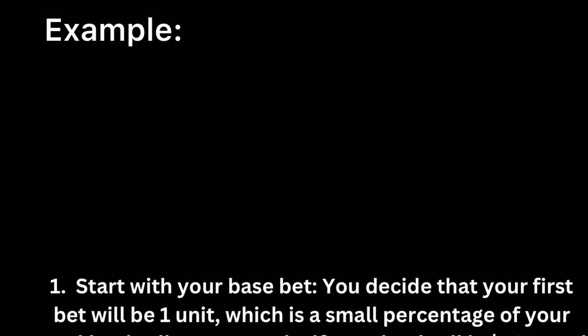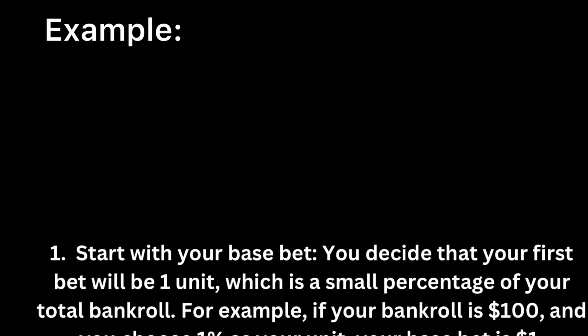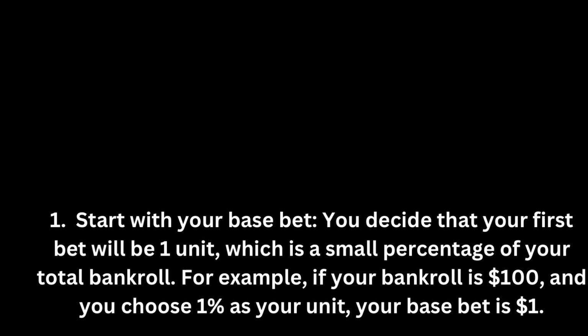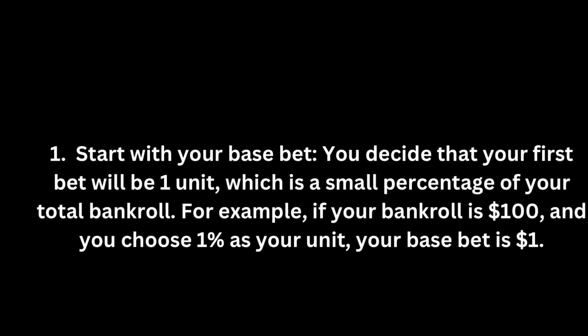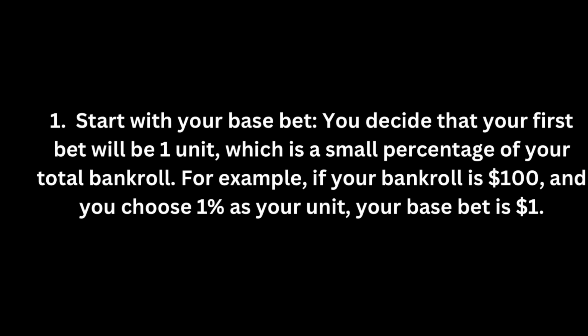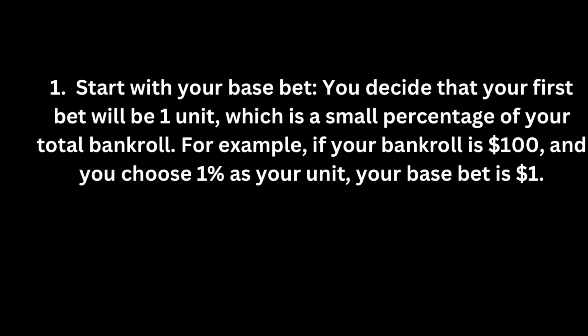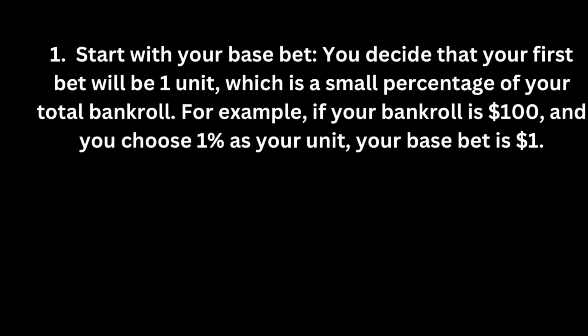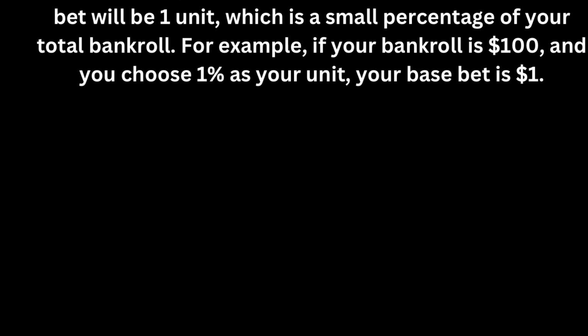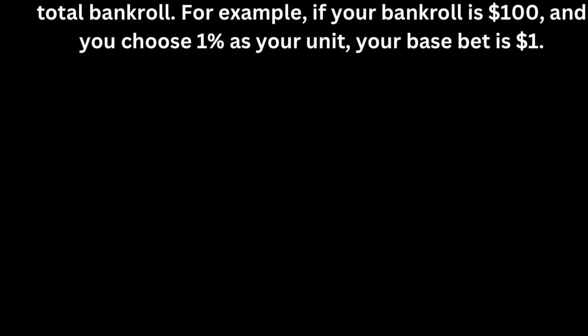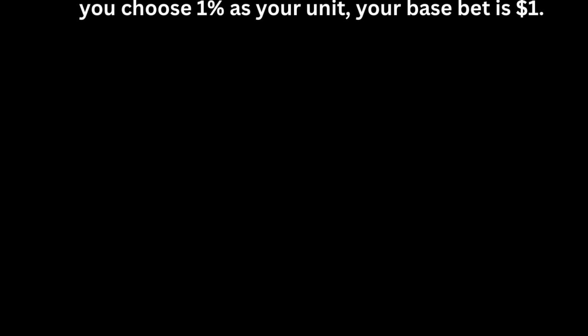Step 1. Start with your base bet. You decide that your first bet will be 1 unit, which is a small percentage of your total bankroll. For example, if your bankroll is $100 and you choose 1% as your unit, your base bet is $1. You can adjust the unit size between 1% and 5% depending on how much you're comfortable betting.